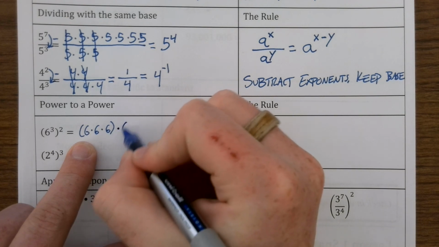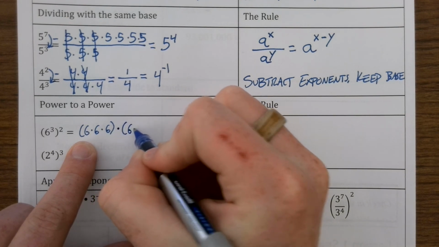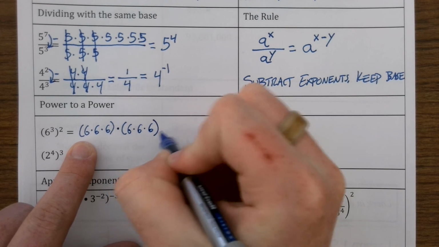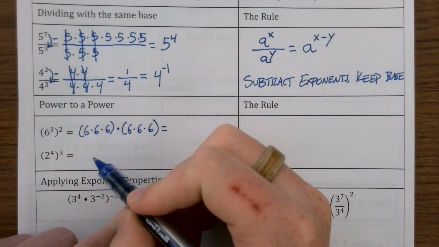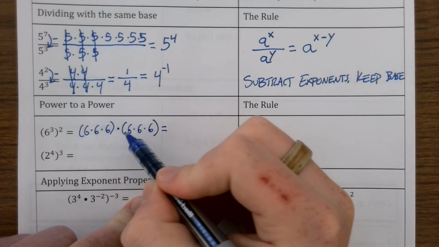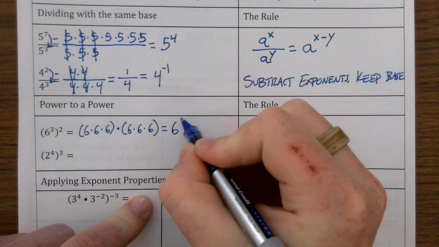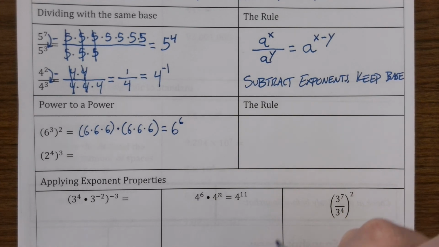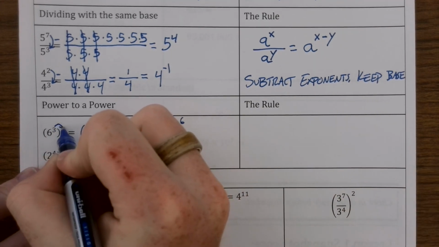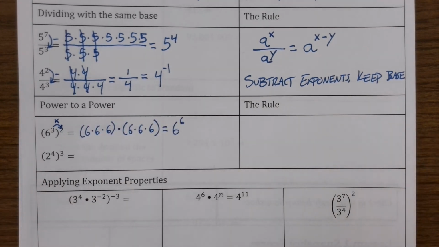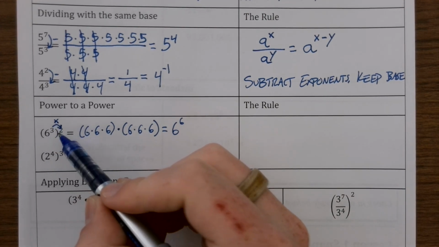So I'm going to multiply 1, 2, 3. Here we have 1, 2, 3, 4, 5, 6. I have 6 6s. And we can get that by multiplying our powers. 3 times 2 gives us 6.